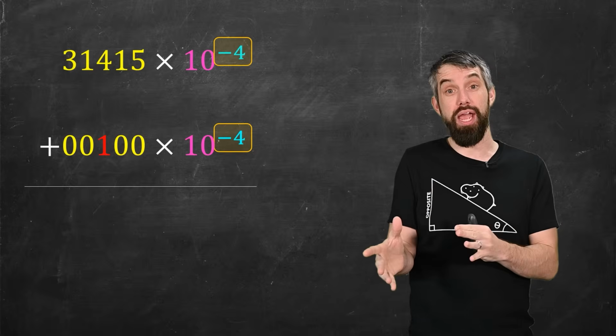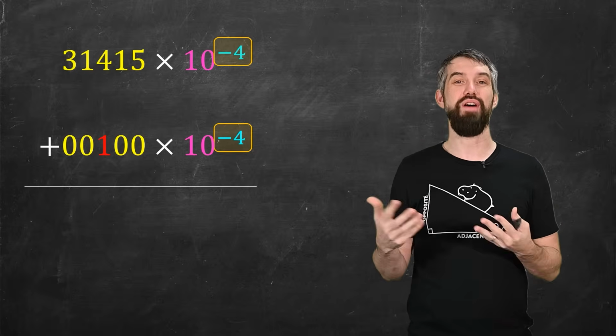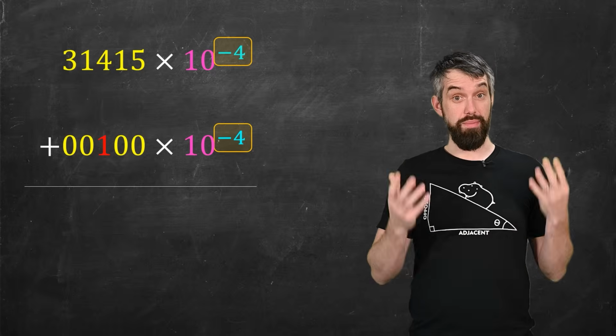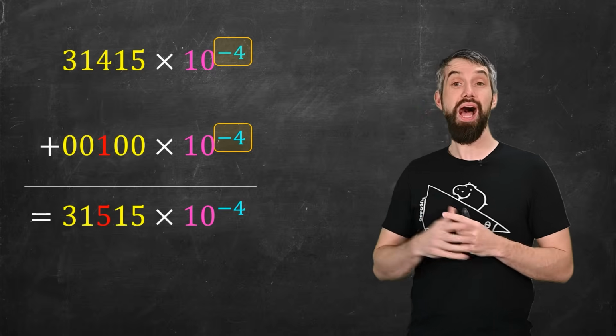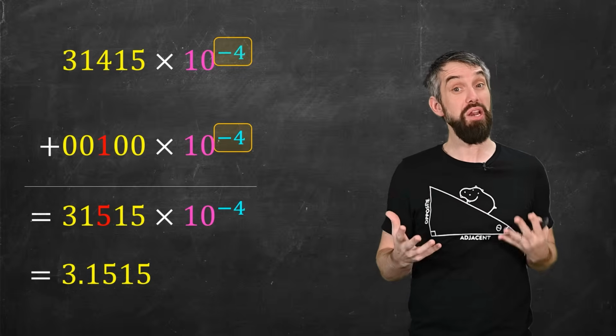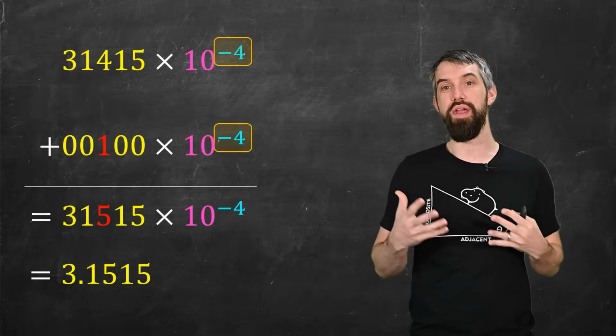The exponents are aligned. When you're doing your arithmetic, you're allowed to violate the rule that the first entry in the significand has to be something non-zero. Now I just add them vertically. I get 31515 times 10 to the -4, and my calculator app can display it on the screen as 3.1515.